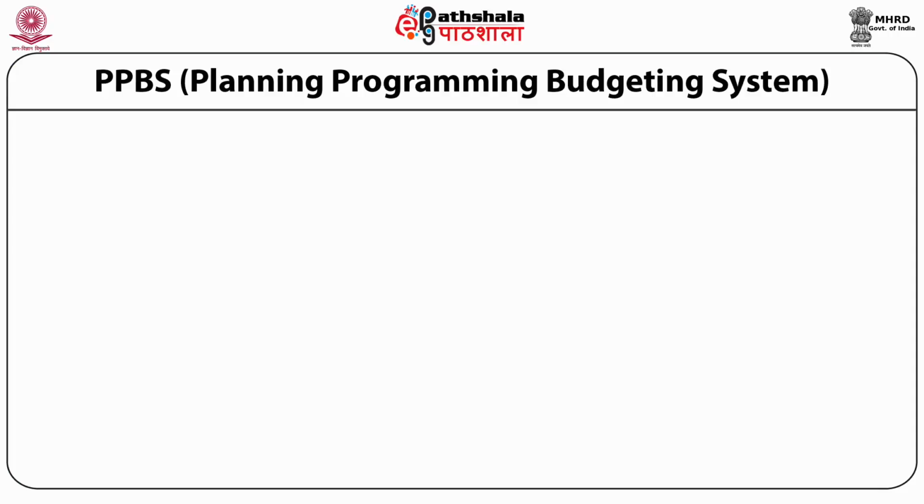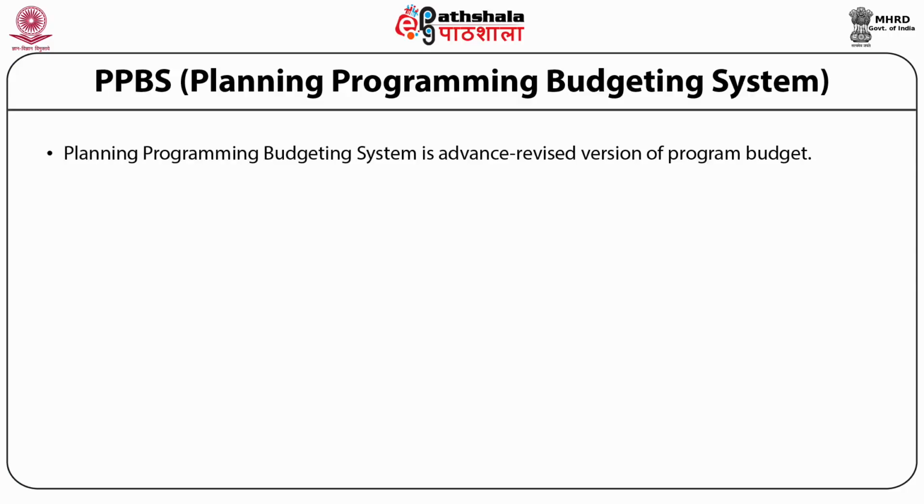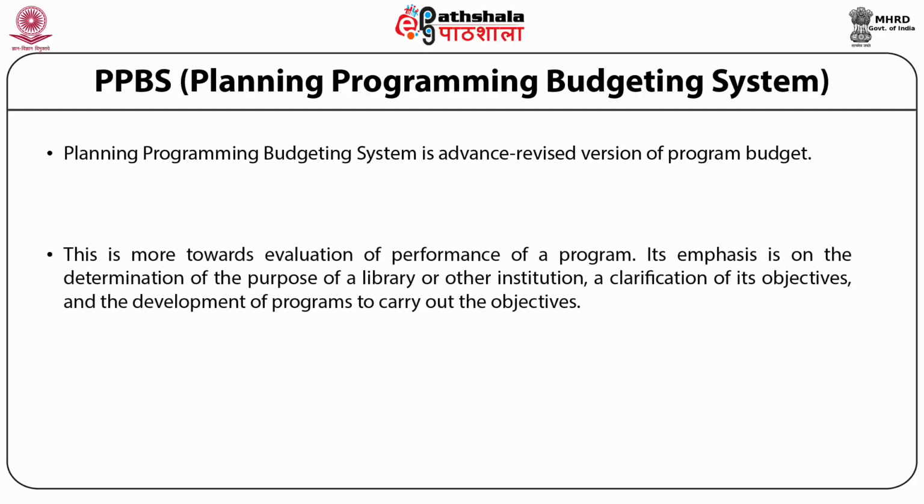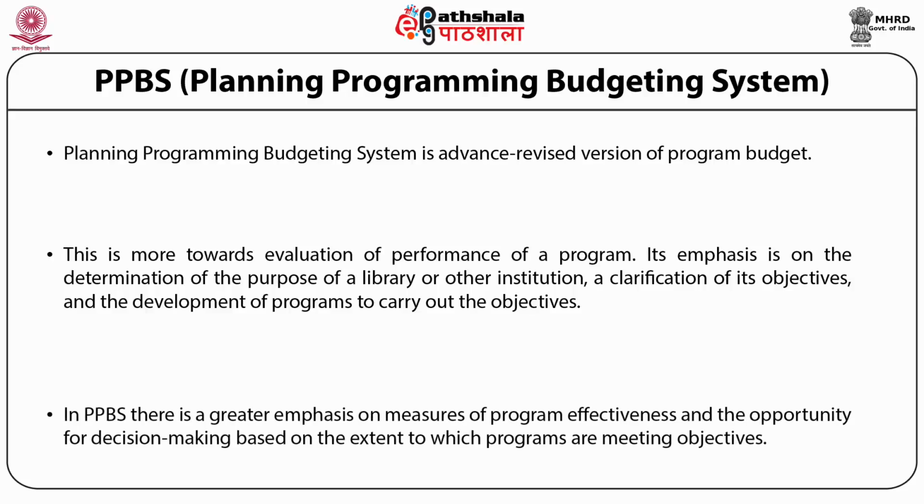Then we will discuss planning, programming, budgeting system. It's called PPBS. It is an advanced revised version of program budget. This is more towards evaluation of performance of a program. It emphasizes the determination of the purpose of a library or other institution, a clarification of its objectives, and the development of programs to carry out the objectives. In PPBS, there is a greater emphasis on measures of program effectiveness and the opportunity for decision making based on the extent to which programs are meeting the objectives.